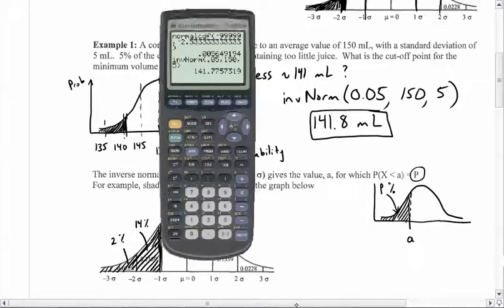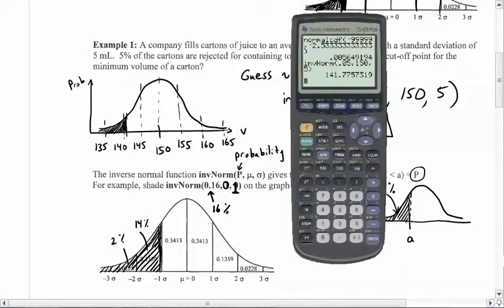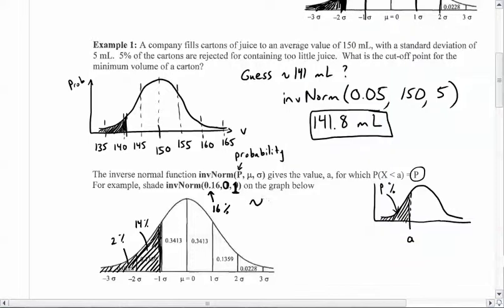Now if we put that into the graphing calculator, second enter so I don't have to type it all, look for it in the catalog. So I go 0.16, comma, 0, comma, 1. And I get negative 0.99, so very close to negative 1. And that's telling me how many standard deviations I am away from the mean.